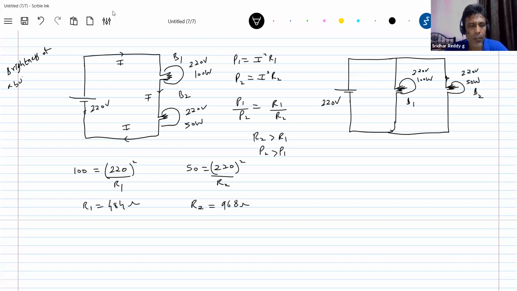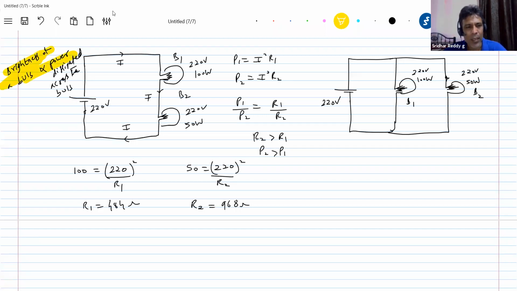Brightness of a bulb is directly proportional to power dissipated across the bulb. I think this is not the power rating of a bulb. Am I right? I think this is really troublesome.